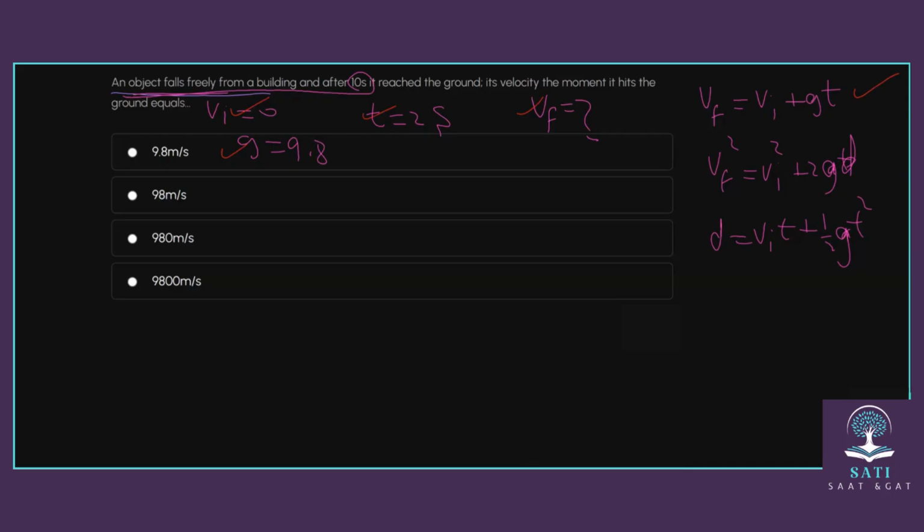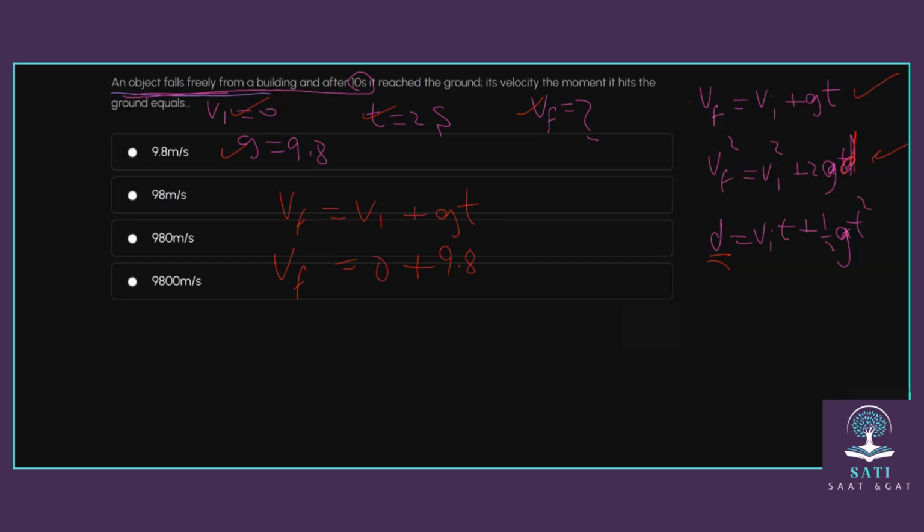Why not this one? Because this one has distance, and this one has distance, and I don't have distance in the question. So I choose this one. It is Vf equals Vi plus gt. Vf is the one that we need to find. It equals Vi, and Vi is 0 given, plus gravity, because the object is going down, so gravity is 9.8 times the time.